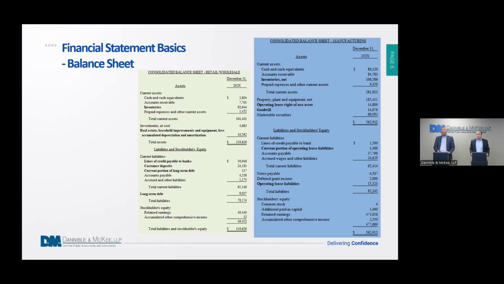The next financial statement is manufacturers, and you'll see it's very similar. The only other thing we added to here, if you look under property and equipment, is the operating lease right of use asset. And that is that new pronouncement that came out a few years ago. Next is goodwill, if a company had goodwill.